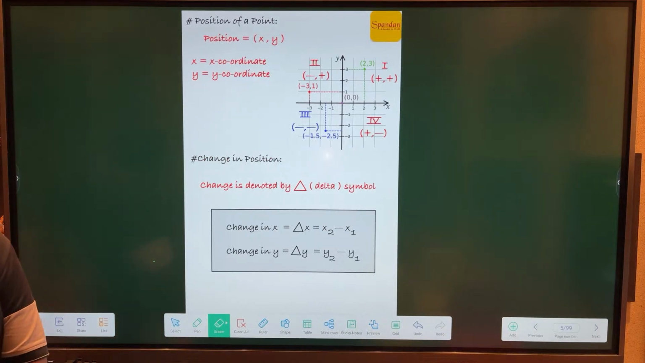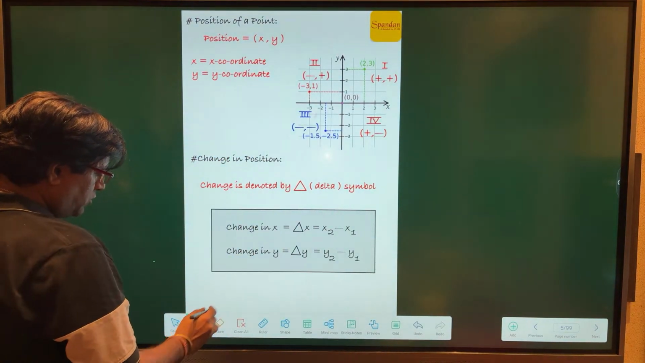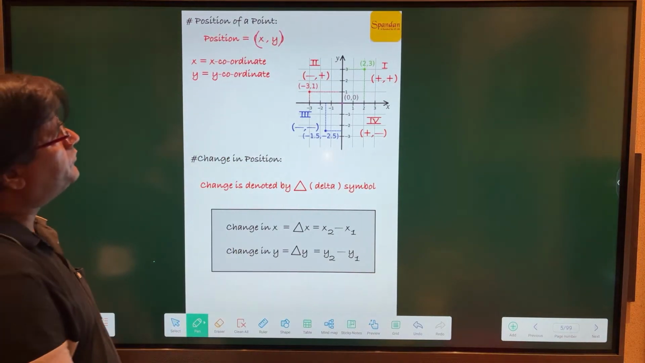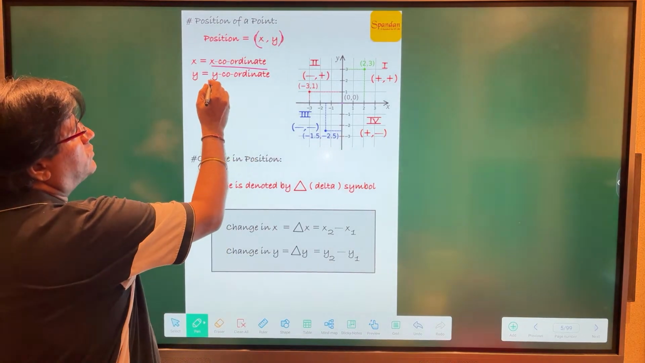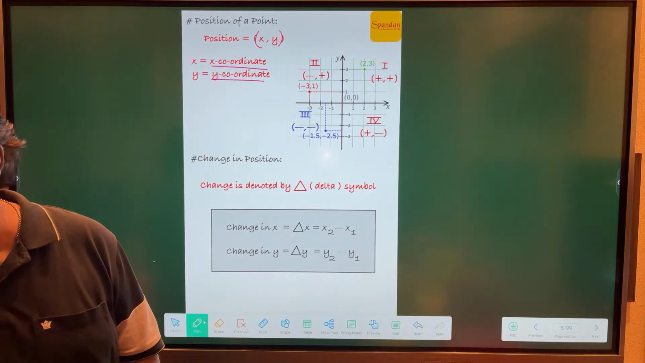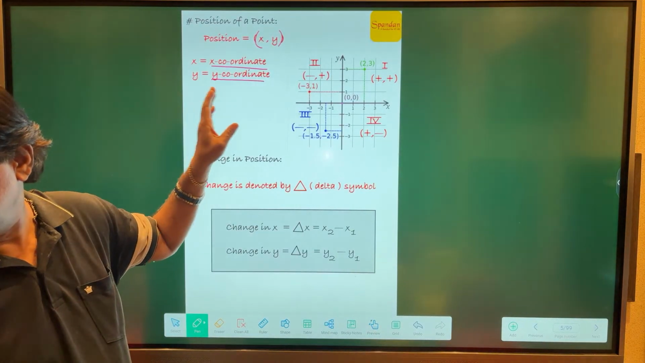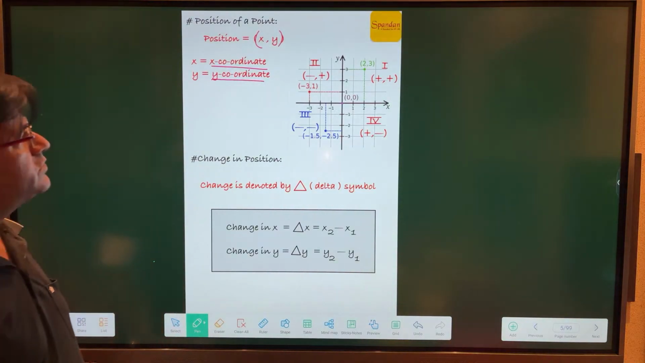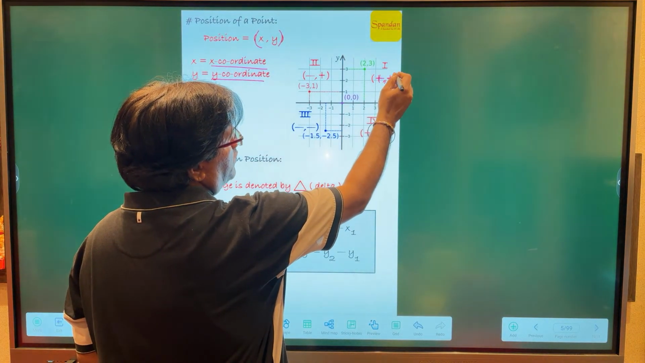So how is the position of a particle located? The position of a particle is located by the symbol x comma y. This x comma y will give the position of the particle, right? Here x is called the x coordinate, also called the abscissa, and y is called the y coordinate. So we will call x the x coordinate and y the y coordinate. Clear? In that case, suppose this is the first quadrant, so both will be positive.